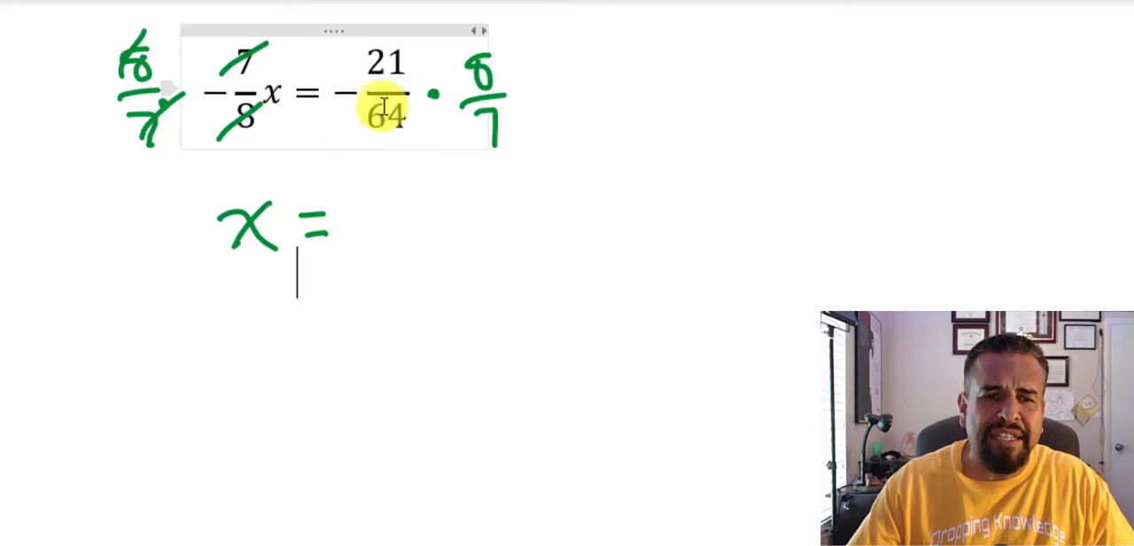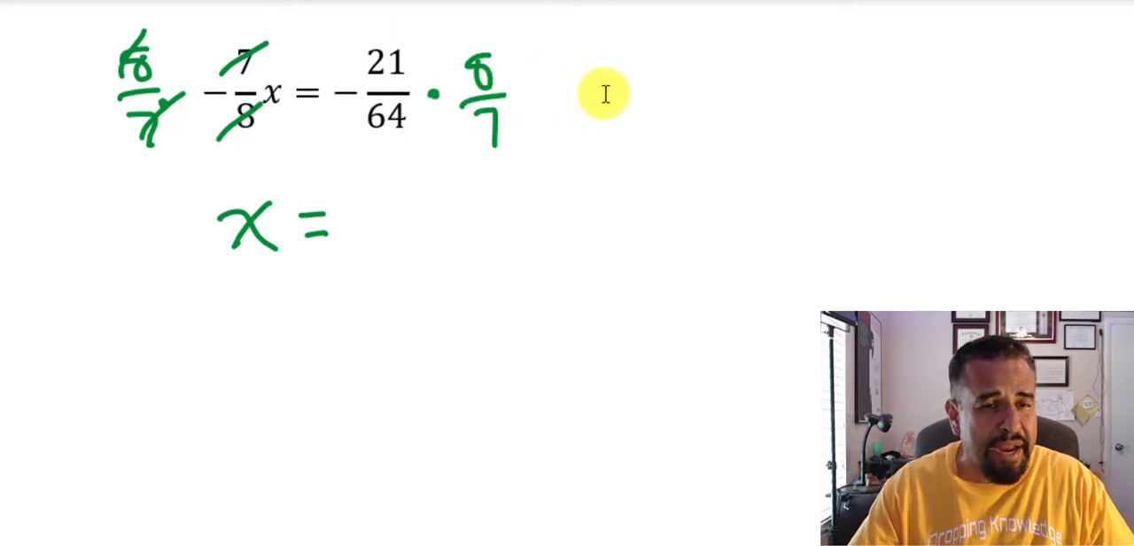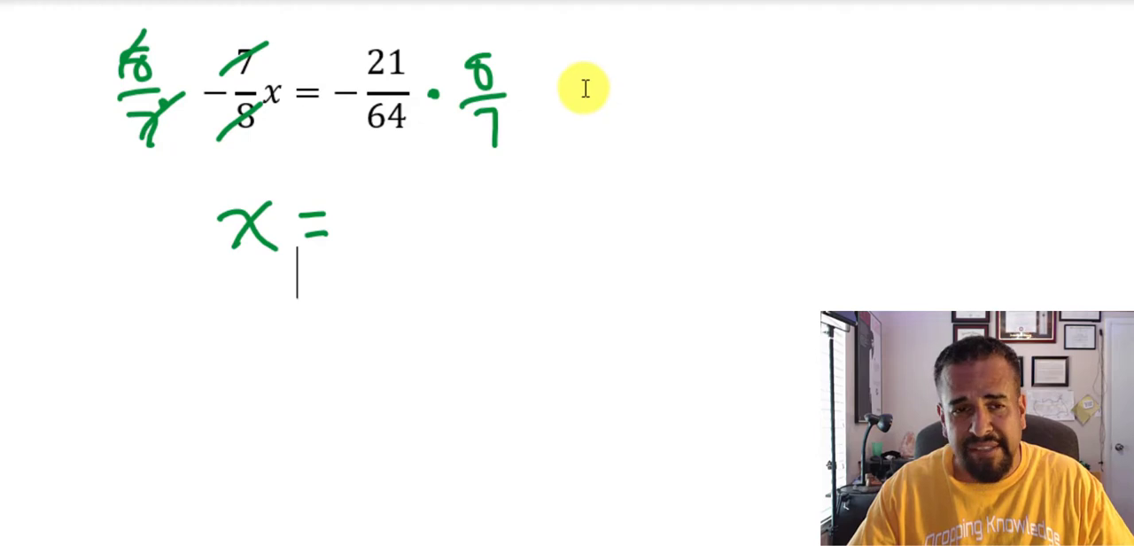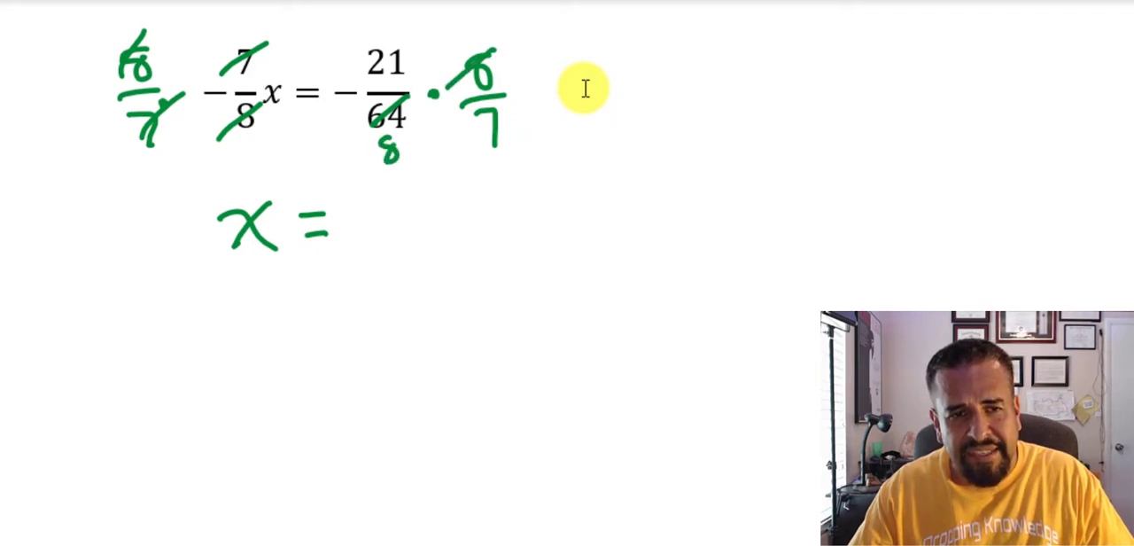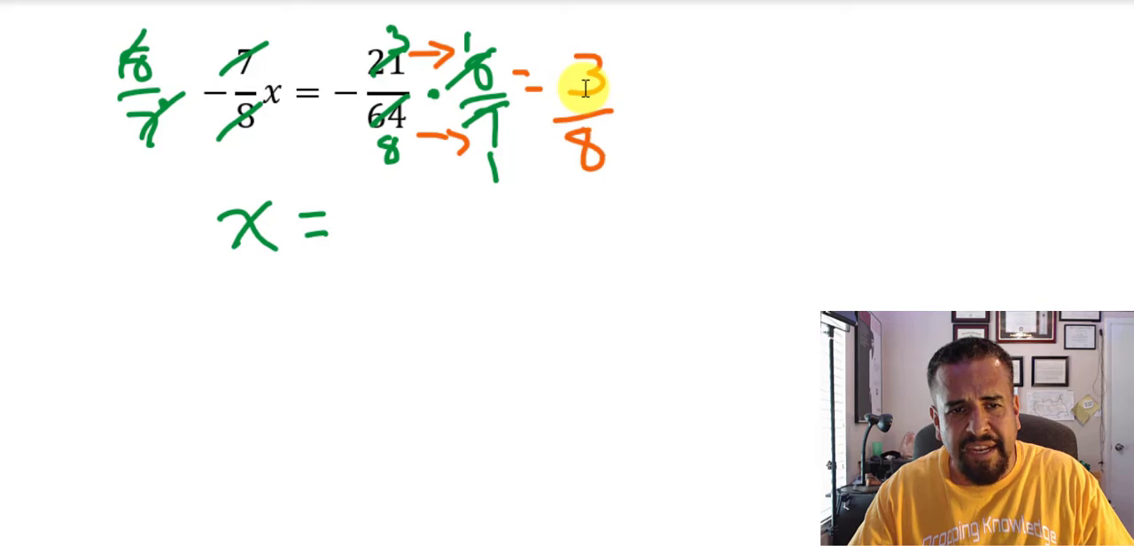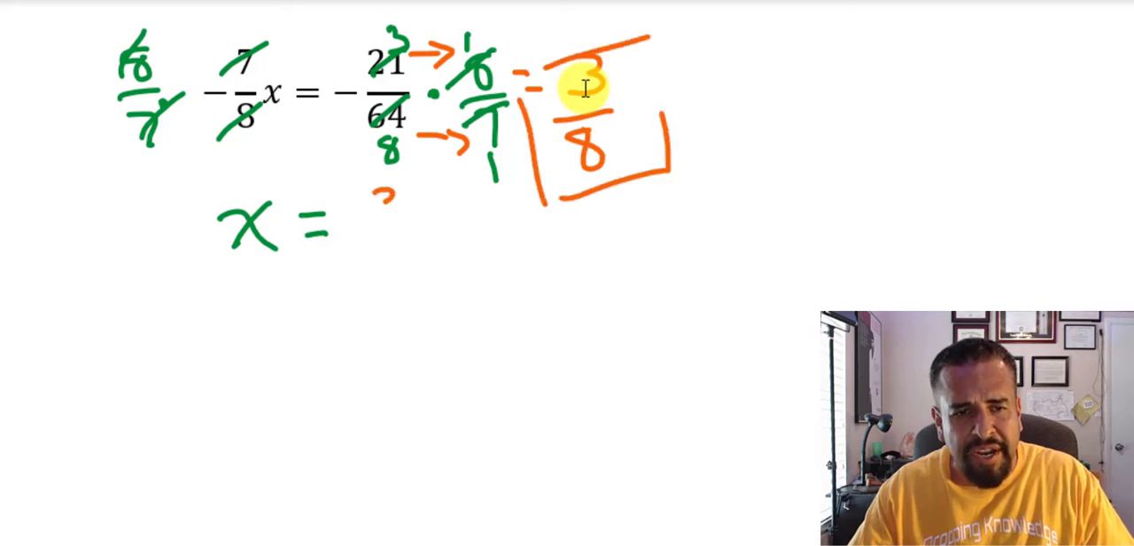Now here, I like to simplify before I multiply across. And I see I can simplify something because 64 and 8 are divisible. So 64 divided by 8 is 8, and this is 1. And then 21 divided by 7 is 3, and this becomes 1. Now, all I have to do here is multiply straight across. 3 times 1, that's 3. And here, 8 times 1, that's 8. My final answer is 3 over 8. X has a value of 3 over 8.